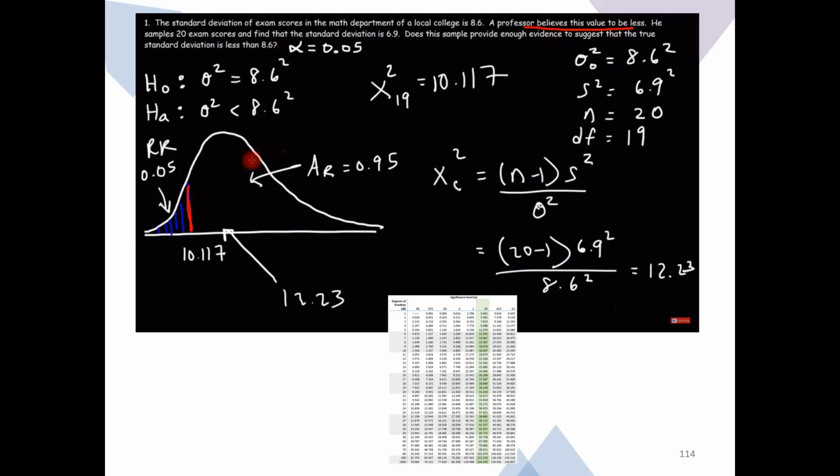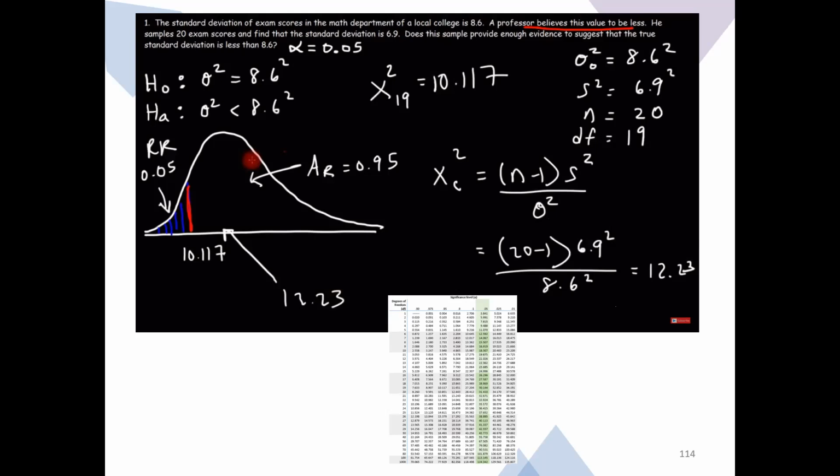The standard deviation of exam scores of a local college is 8.6. A professor believes this value is less. So we're looking again at standard deviation, right? How much difference is there from the average? He samples 20 exam scores and finds the standard deviation 6.9. Does this sample provide enough evidence to suggest that the true standard deviation is less than 8.6?